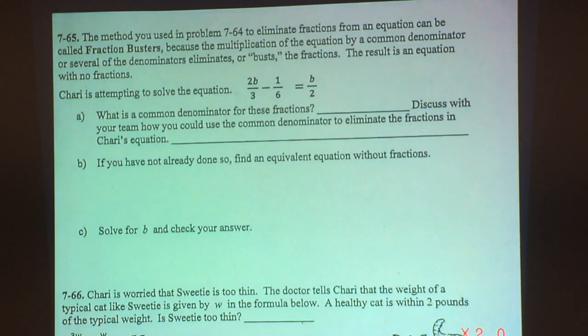The method you used in problem 64 to eliminate fractions from an equation can be called fraction busters. That's so juvenile. Okay, because the multiplication of the equation by a common denominator or several of the common denominators eliminates or busts the fraction. The result is an equation with no fractions. Okay. Shari is attempting to solve this equation.